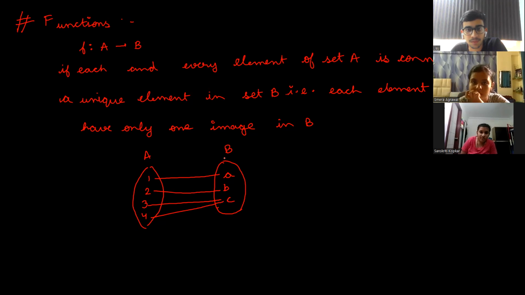Yes. So 3 and 4 have the same image. समझ आया? Yes. Every element of A is connected and every element of A has a unique image in B. ठीक है. You want to write it down or you have written it already? एक बार ये डायग्राम भी बना लो.